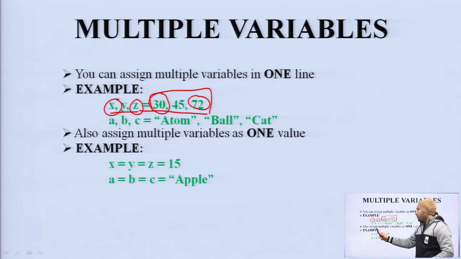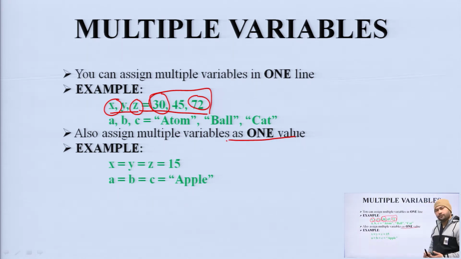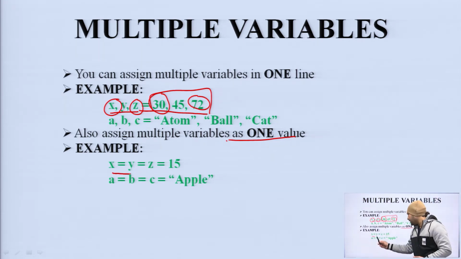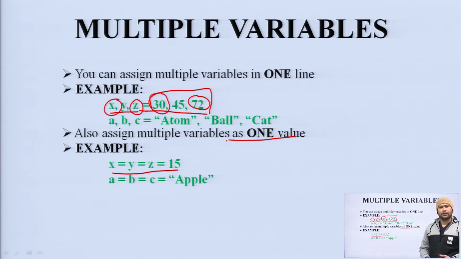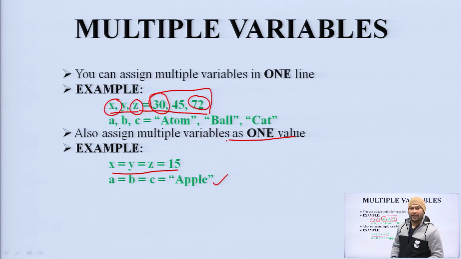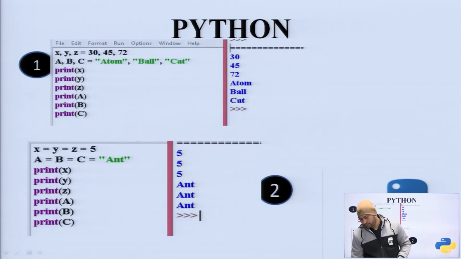Next, you can also assign multiple variables the same value. For example, x, y, z, these three variables hold the same value. So, you can assign it like this. That means x equal to y is equal to z is equal to 15, and similarly here a, b, c will receive the value apple.